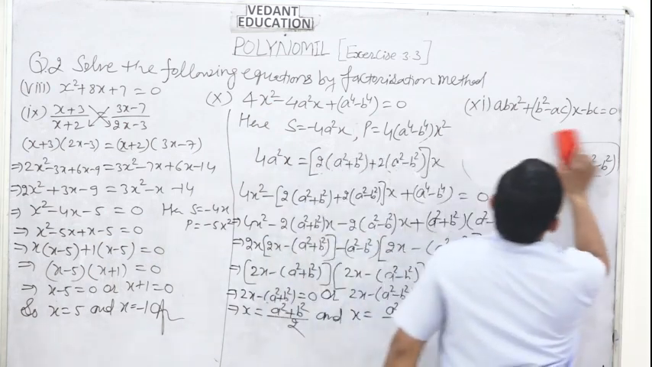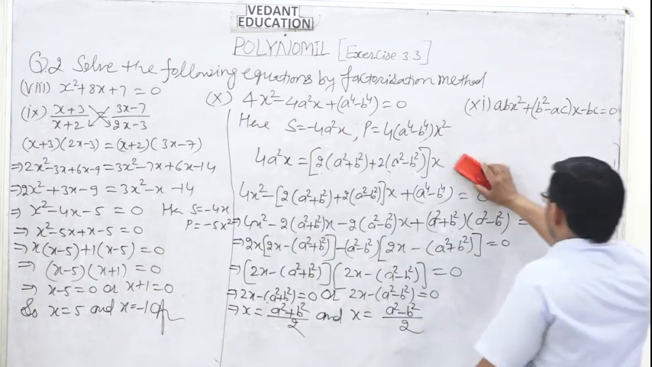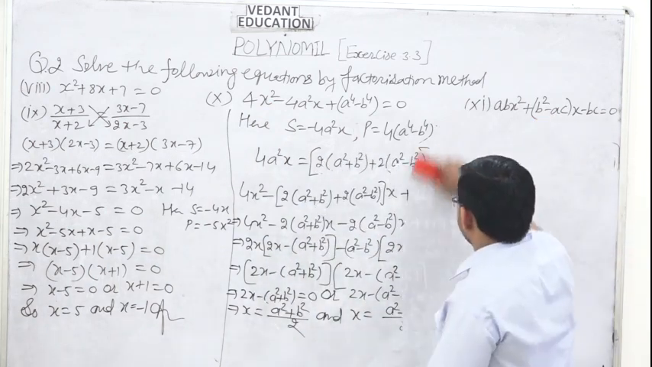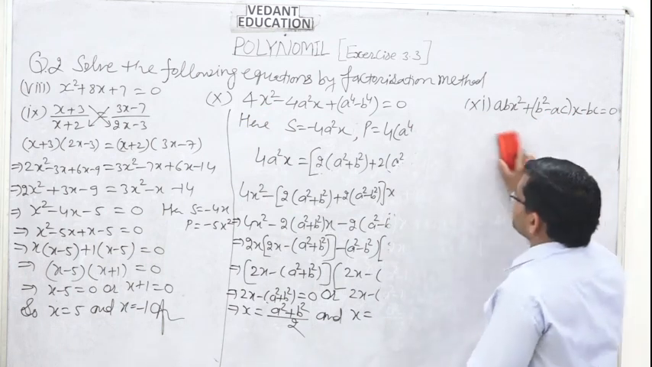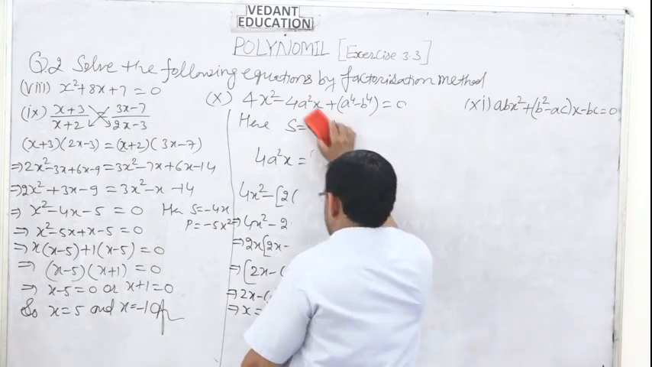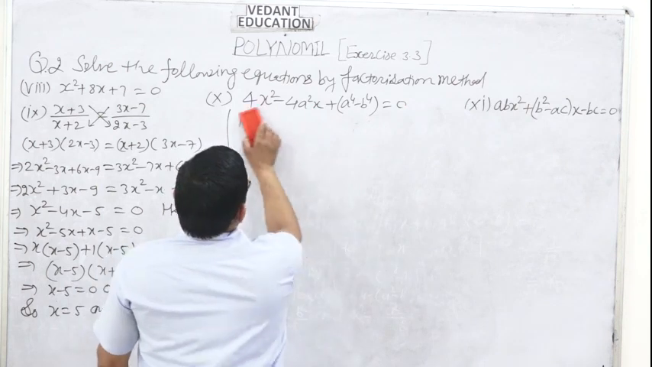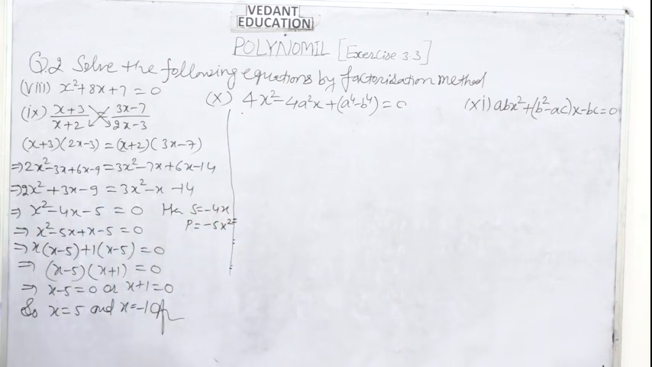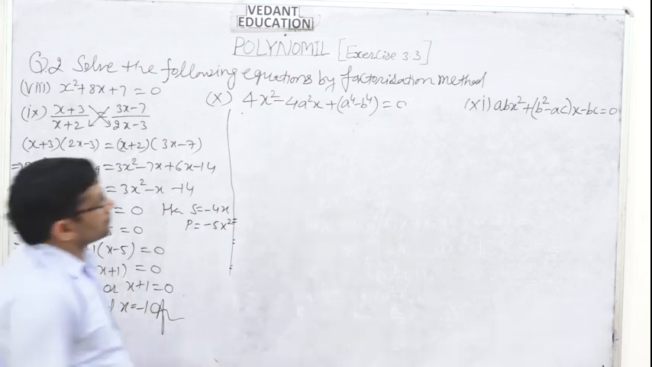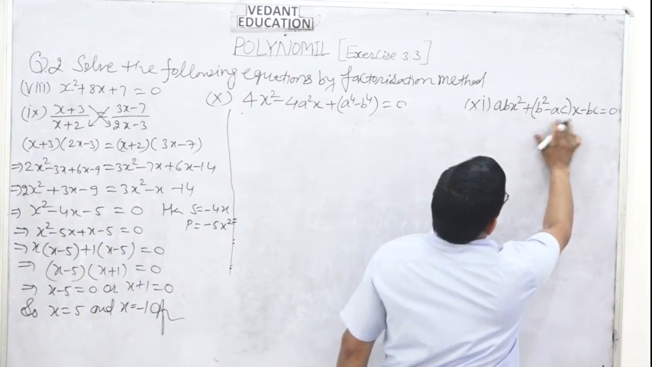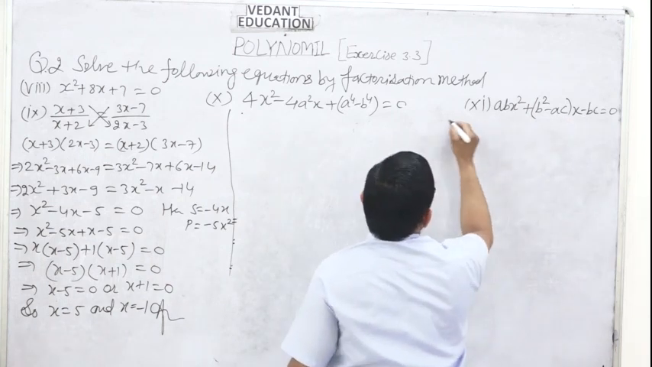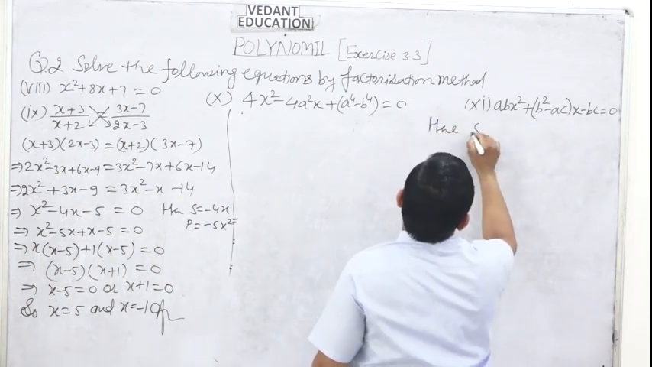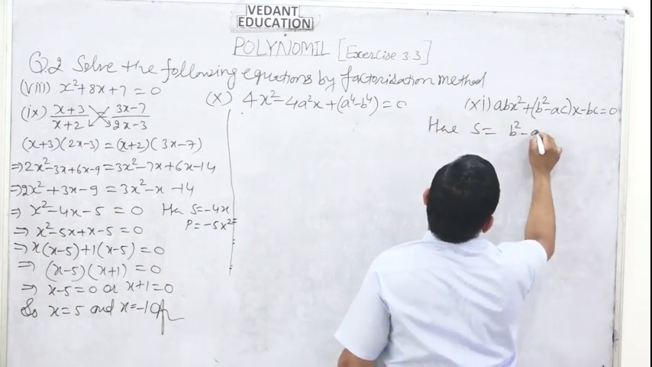Now last part, 9th. abx square plus b square minus ac into x minus bc is equal to 0. Here we can write sum. Sum is b square minus ac.